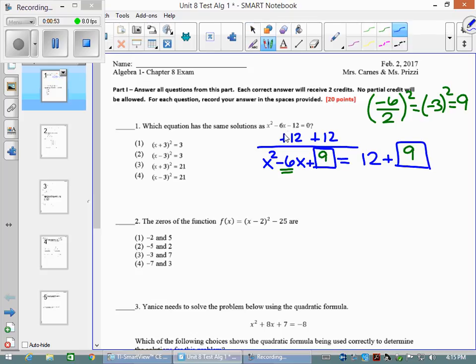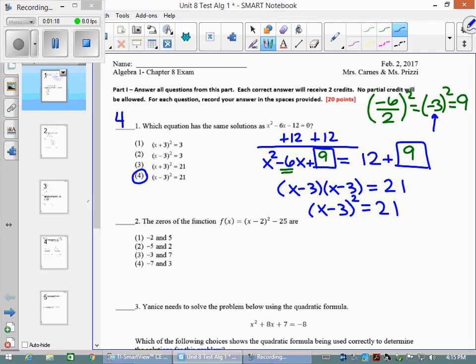Now I'm going to factor this trinomial, which has now turned into a perfect square trinomial. And if I don't want to think about the factoring, I can always remember that the number I get before I square is the number that goes into my binomial factors. So we'll add 12 and 9, we'll get 21. Rewrite x minus 3 times x minus 3 as x minus 3 squared equal to 21, which gives me choice 4.